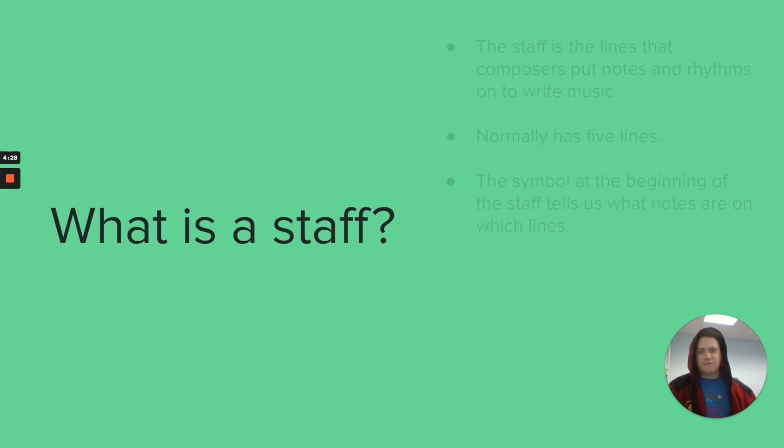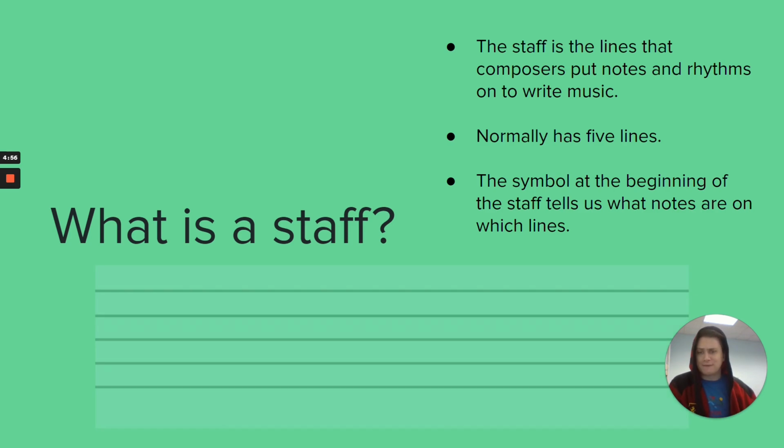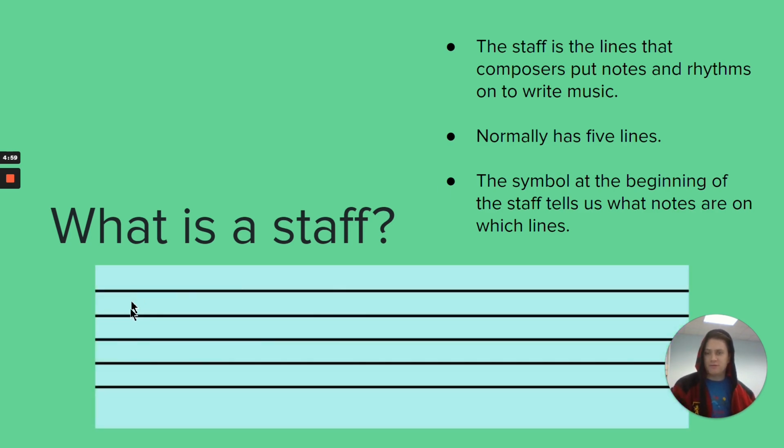What is a staff? The staff is the lines that composers put notes and rhythms on to write music. Now, not all composers use the same kind of musical staff. Some don't even use a staff at all. But how we are going to write music most of the time is on this musical staff of 5 lines, which is the next point. It normally has 5 lines. The symbol at the beginning of the staff tells us what notes are on which lines, which we'll talk about in a second. But here's the musical staff, 5 lines.